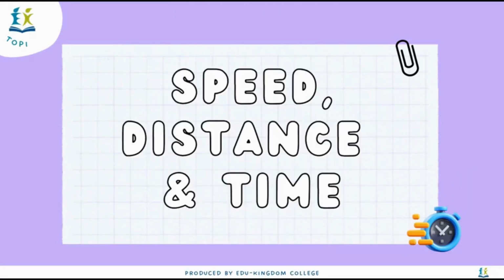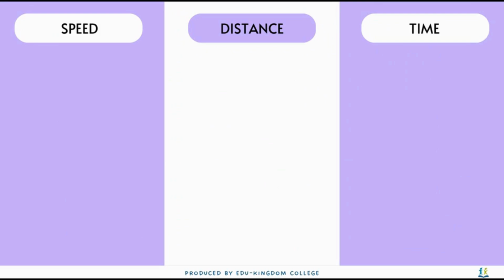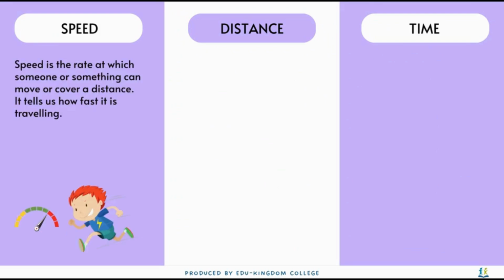In this video, we'll be looking at speed, distance, and time. First of all, let's define what speed, distance, and time is. Speed is the rate at which someone or something can move or cover a distance. It tells us how fast it is traveling. The common unit of measurement for speed is meters per second and kilometers per hour.